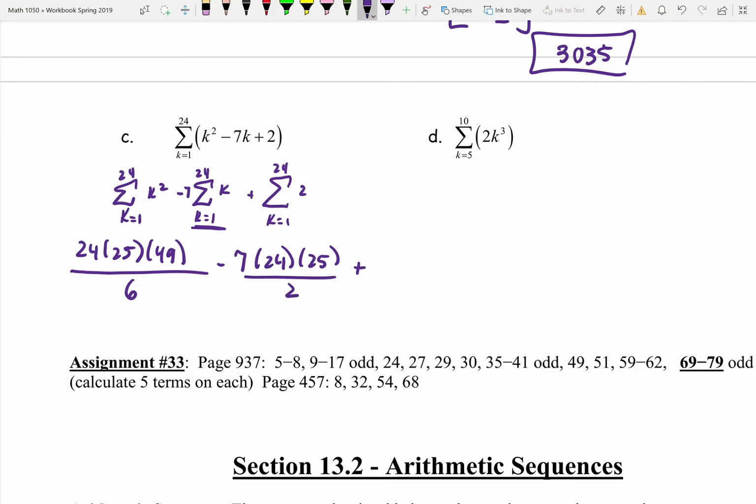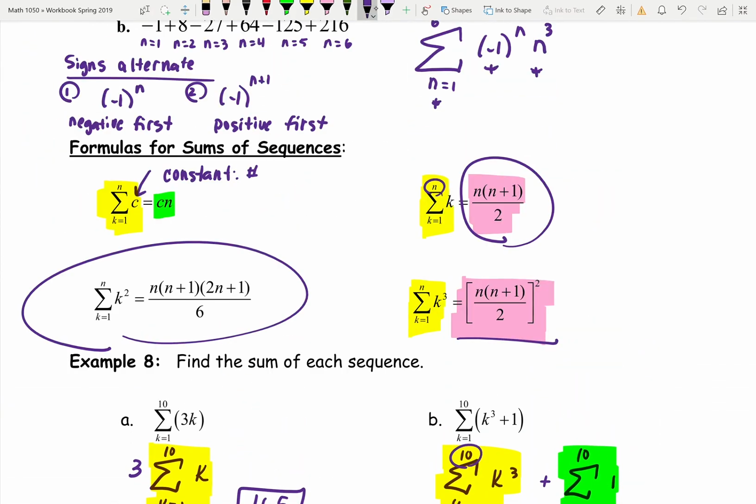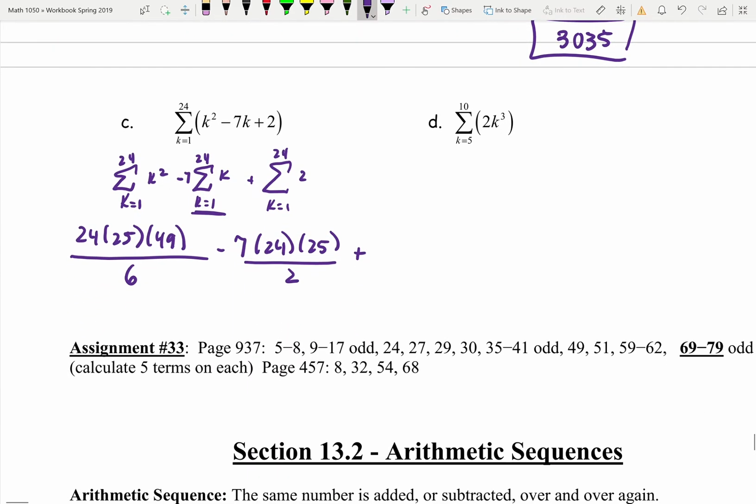Last one, that's a constant. So that's this formula right here in the upper left corner. It's just c times n. So my c is 24, times my n, which is 24, and that's it. So the first fraction, you can go parenthesis, 24 times 25 times 49, close it off, divided by 6. Then minus parenthesis, 7 times 24 times 25, close it off, divided by 2. Then plus 48, hit enter, and I get 2,848, and we're done.